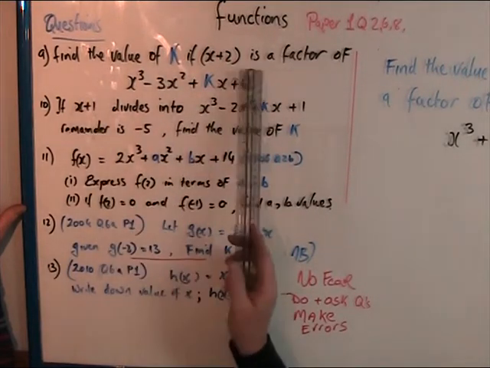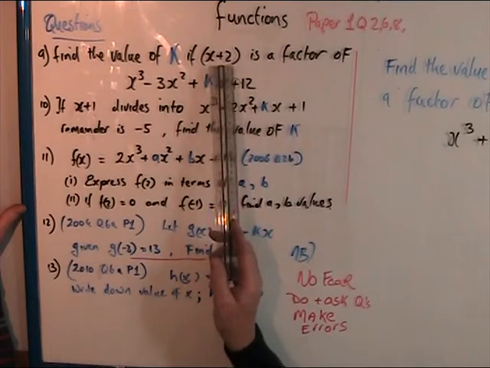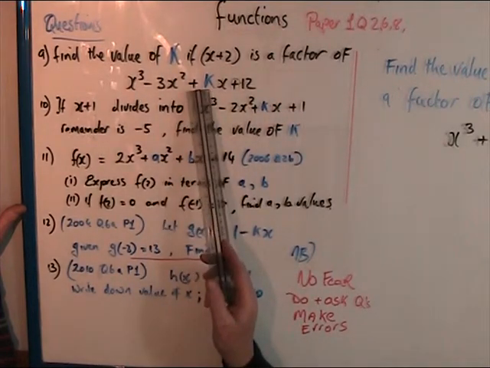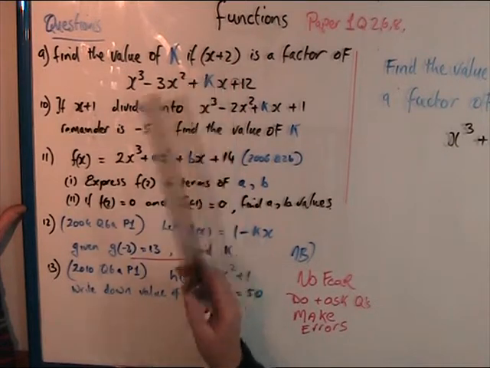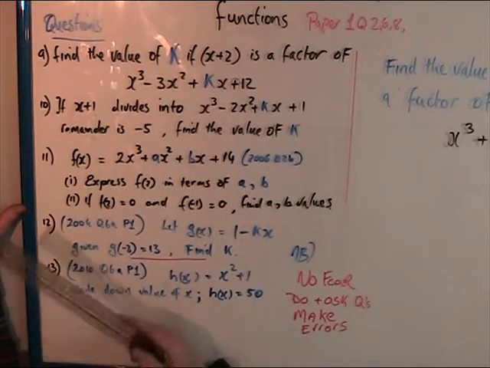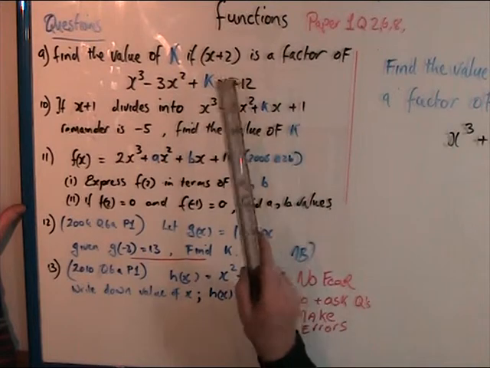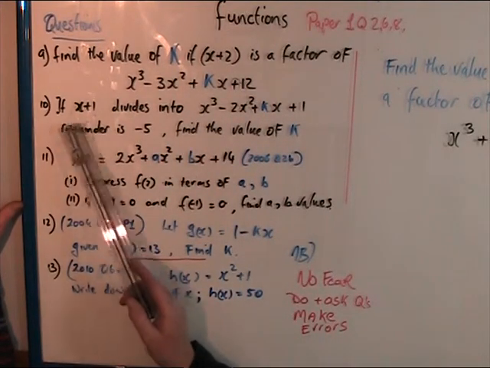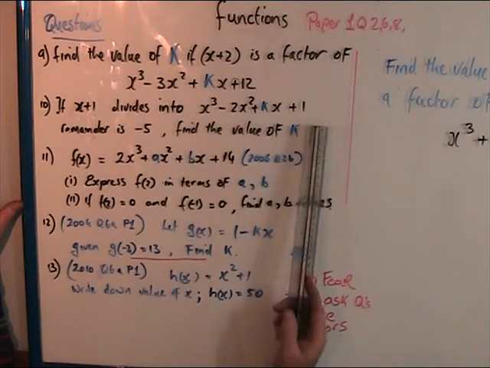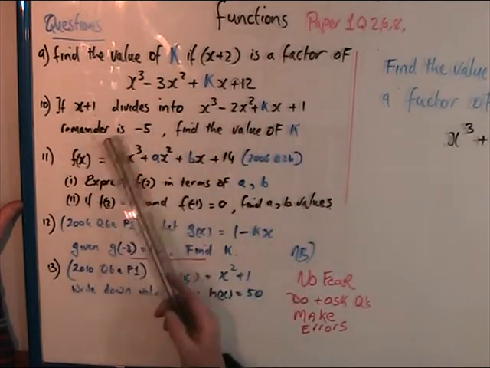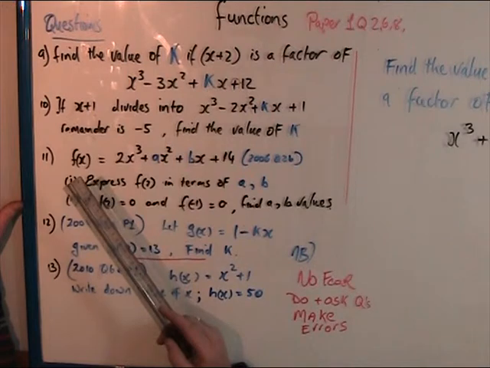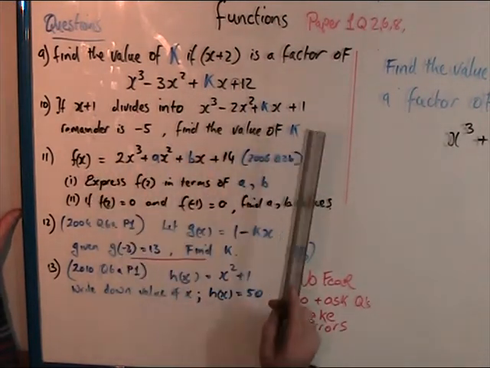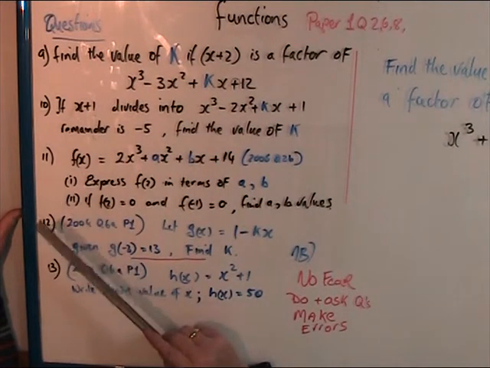So find the value of k. Okay, if x plus 2 is a factor of this cubic equation, see the k is unknown here. Well, if x plus 2 is a factor, what's the root? Put the root in, make it equal to 0 and solve for k. Okay, and then this continues on and it's practically the same. Now it just says it has a remainder of minus 5. Now, okay, so you have to think about this one. So if we put in the root, the remainder is.